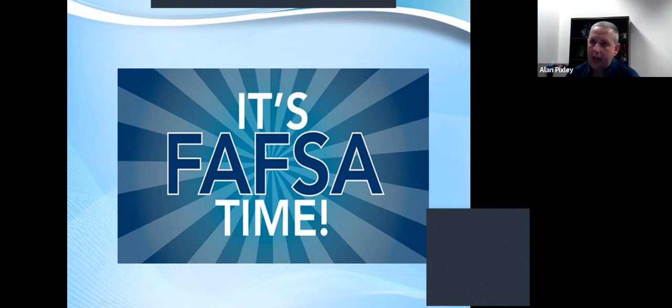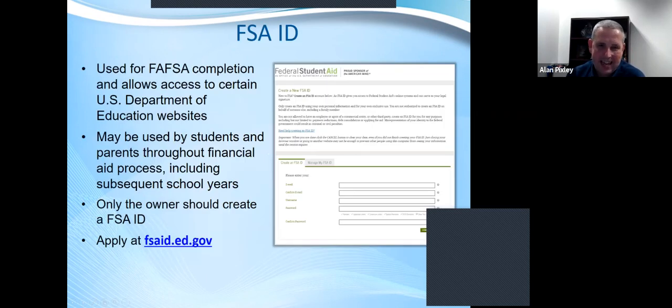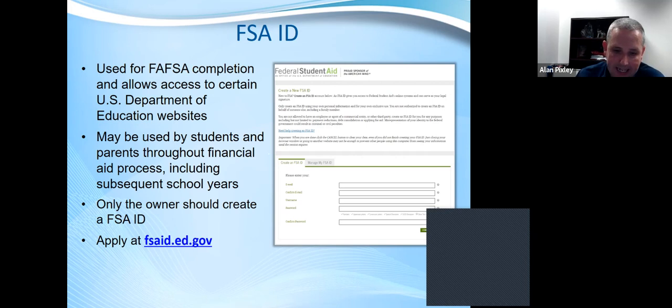So let's look at the first step that we would ask a parent and a student to do, and that is to obtain something called an FSA ID, Federal Student Aid ID. This is a credential that you're going to get in order to do business with the Department of Education, the Office of Federal Student Aid. This becomes your username, and then you create a password. It's your identification to help you not only with doing the FAFSA, but also with doing other things.